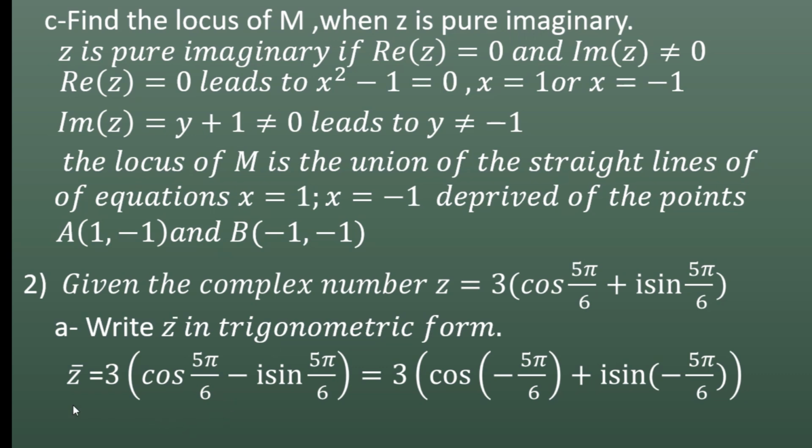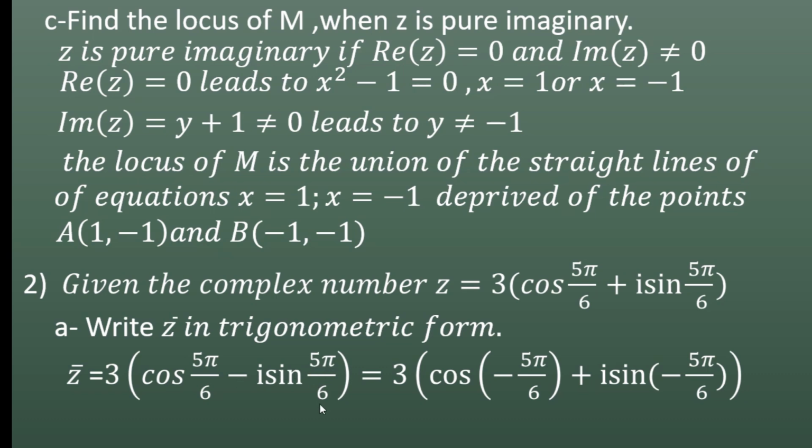Or we can say that z bar equals 3 cosine 5 pi by 6 minus 3 i sine 5 pi by 6, because for z bar we changed the sign of the imaginary part. How to get rid of the minus here? We should have cosine angle plus i sine same angle, so we introduce the minus into the sine. We get sine minus 5 pi by 6.